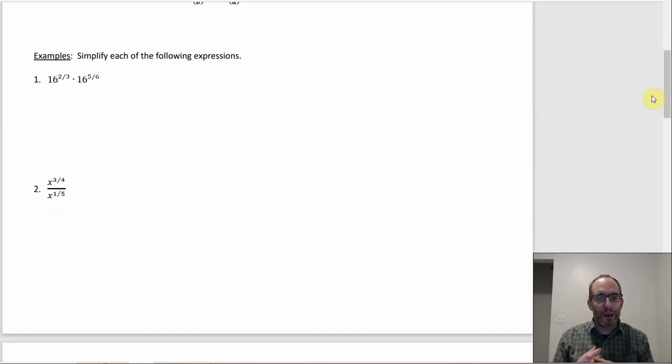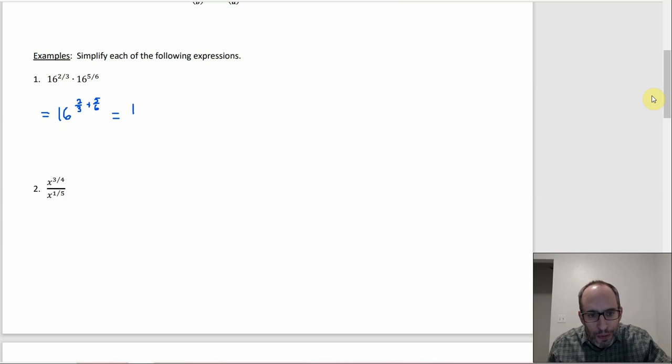So for something like number 1, where we have 16 to the 2/3 times 16 to the 5/6, we have the same base of 16. If we're multiplying, we can add the exponents together. So this is going to be 16 raised to the power of 2/3 plus 5/6. To combine those, you need a common denominator, which would be 6. You could rewrite the 2/3 as 4 over 6 if you multiply by 2 over 2. So we'd have 16 to the 4/6 plus 5/6.